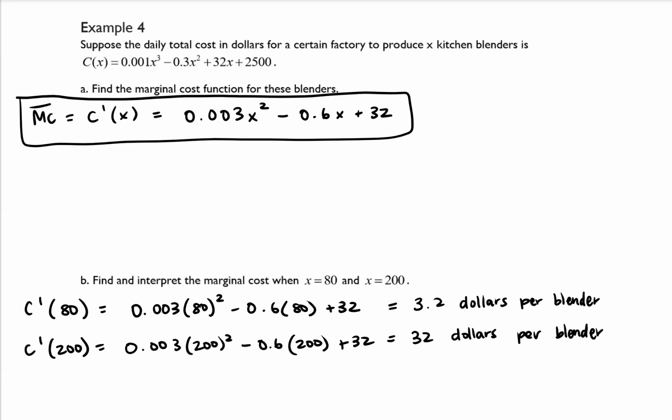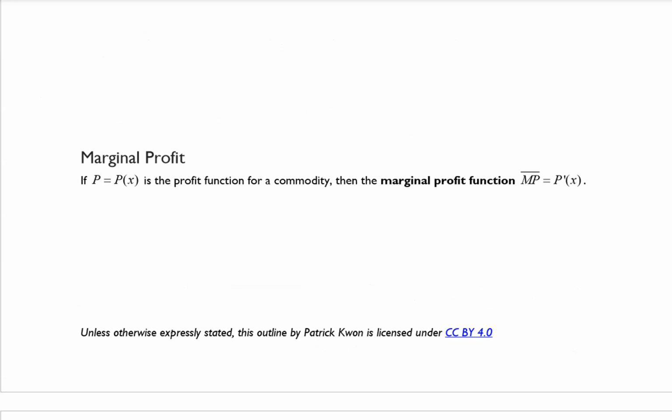So I'm just going to verbally say the interpretations. C prime of 80, the 3.2, means that we estimate that producing the 81st blender will add $3.2 to the total cost, and then making the 201st blender will add $32 to the total cost. So I'm just going to go ahead and box my answers there, and make sure that you write your interpretation down below. Let's talk about marginal profit.